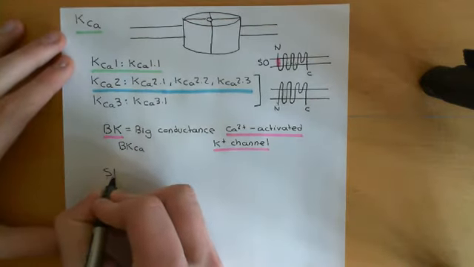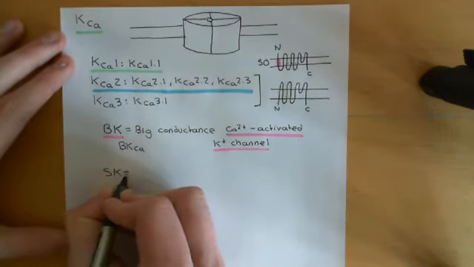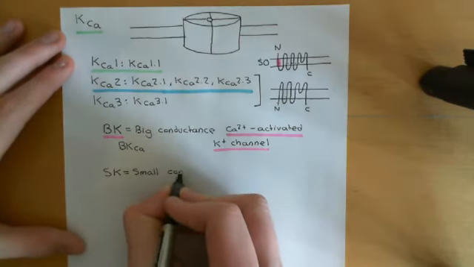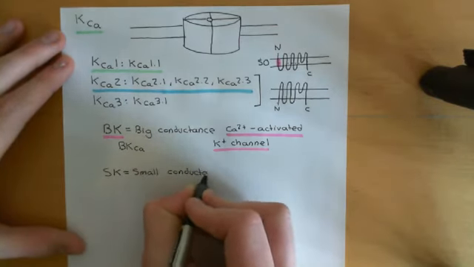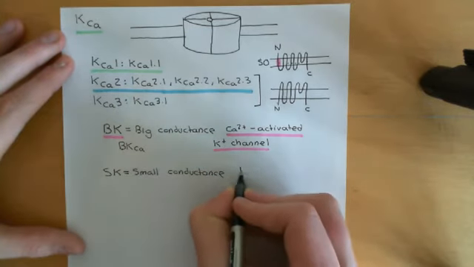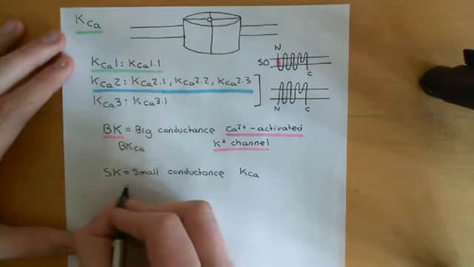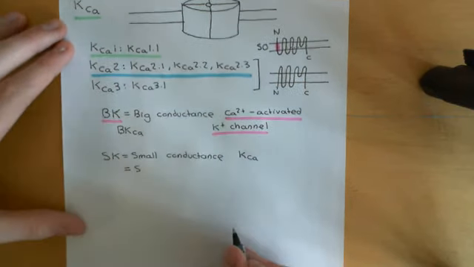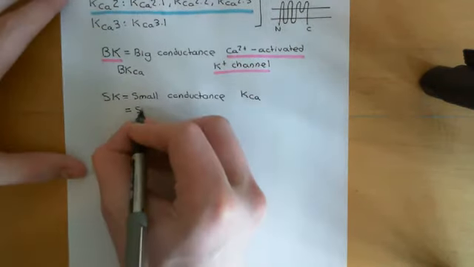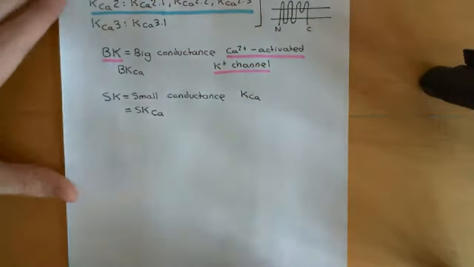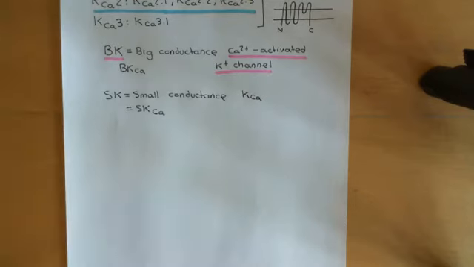So an SK channel means a small conductance calcium activated potassium channel, so I'll just put the small conductance portion, and then I might just put KCA for calcium activated potassium channel. Okay, so again, some people will denote the small conductance calcium activated potassium channel as SKCA to emphasize more that this is a calcium activated potassium channel.